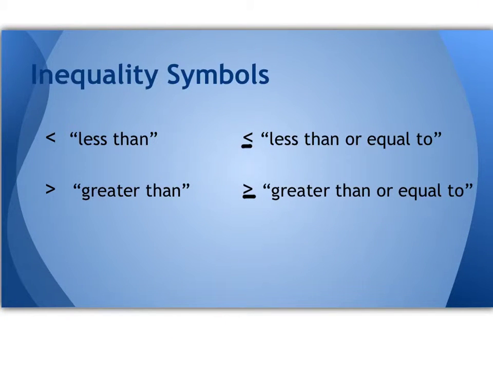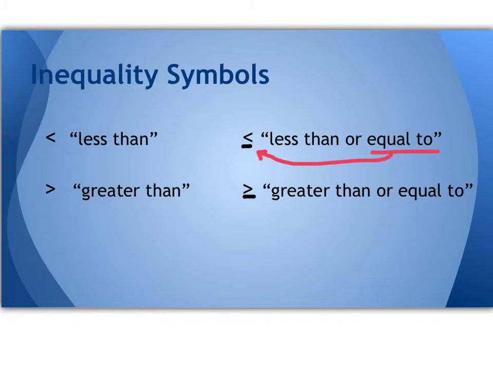Inequality symbols. These are the four symbols that you will be seeing. We read them from left to right. So in the first one, it's less than, meaning the pointy end is pointing to something that is less than the other stuff on the right. The next one is less than or equal to. The or equal to part is that little line underneath it that looks like part of an equal sign underneath an inequality sign. So again, less than or equal to that number.